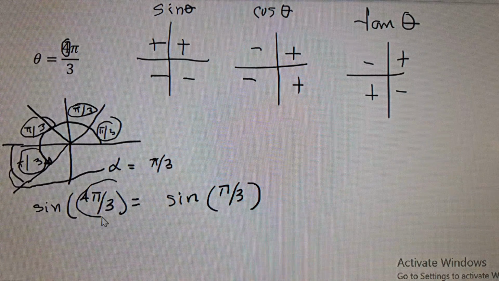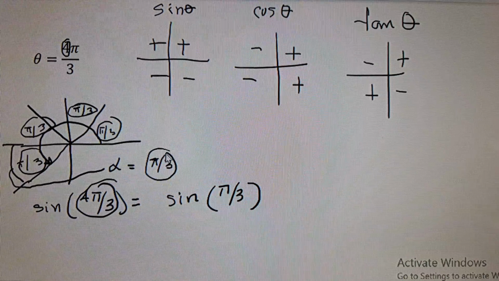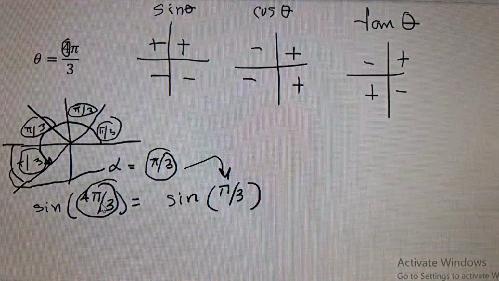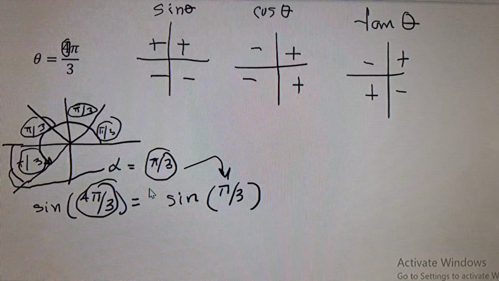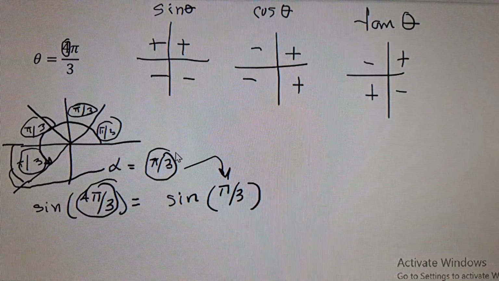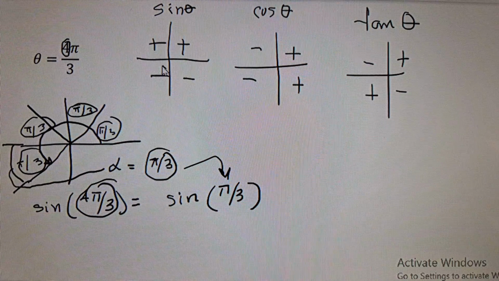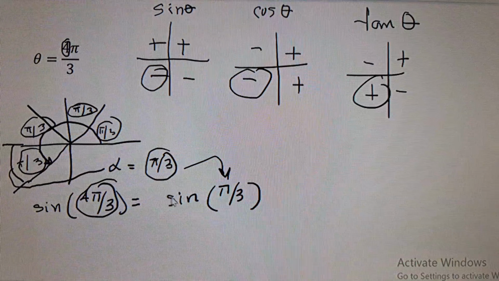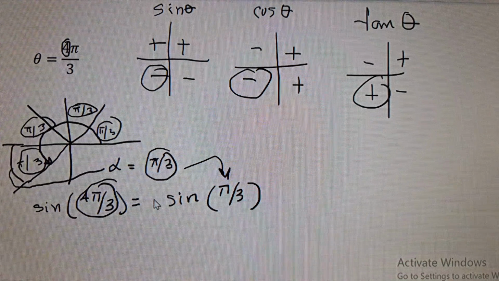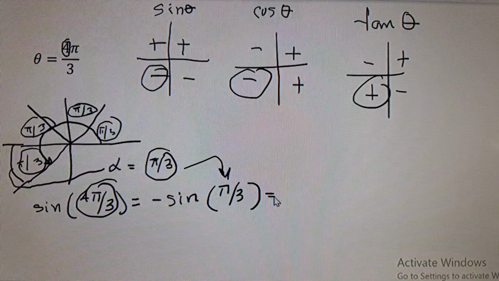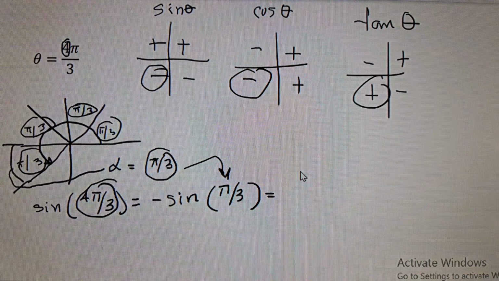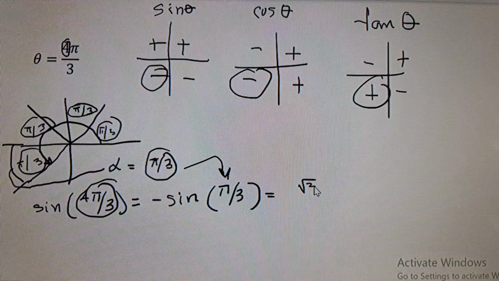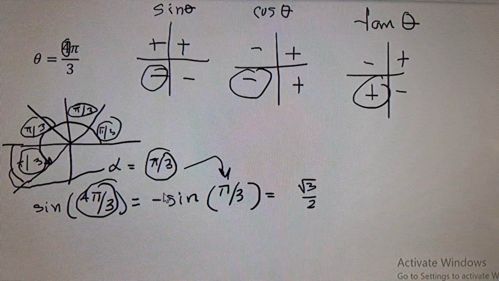So, instead of using theta, we use the reference angle to find the properties of sine of 4 pi over 3. Well, the sign is, where are we? We are in the third quadrant. So the sign is negative at that point. But what is the sine of pi over 3? Well, we know very well that that's going to be square root of 3 over 2. But negative.